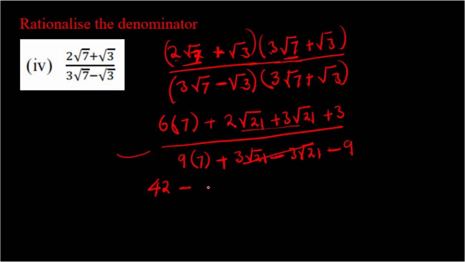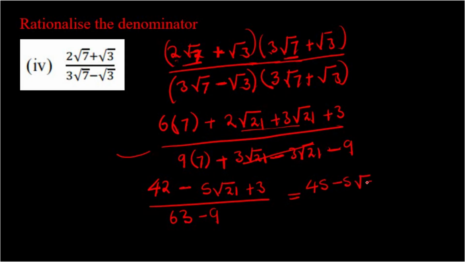Remember these are the same. So it will be 5 root of 21 plus 3 over. So what you do again, you say 7 times 9. What answer do you get? You get 63. So here it is 63 minus 9. So you have 42 plus 3, that is 45, minus 5 root of 21. Then you say 63 minus 9, we shall find the answer to be 54.